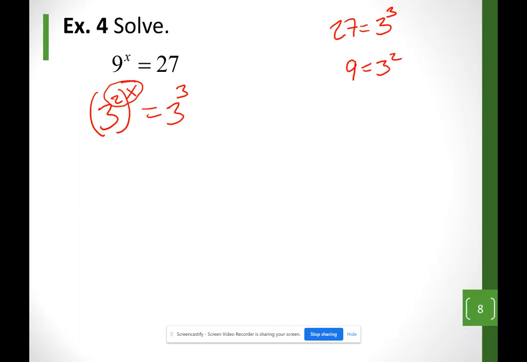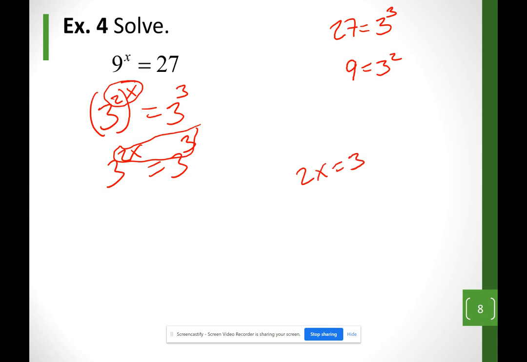So I have that 3 to the 2x. It's equal to 3 to the third. Now you notice how I have the same base? I'm going to let my exponents equal each other. So from here, I'm just going to write 2x equals 3.